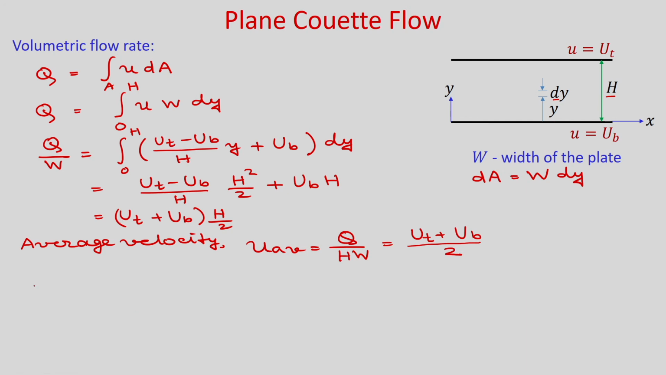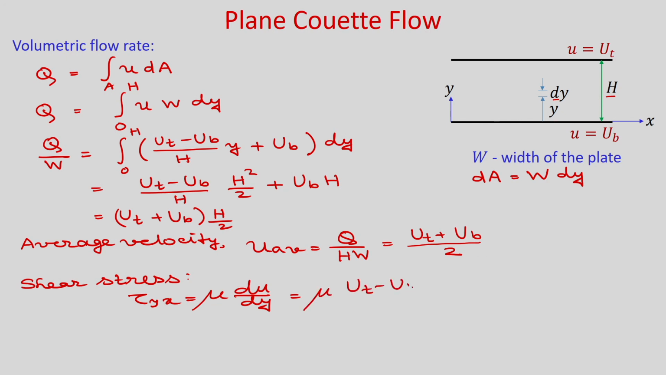Now, let us calculate the shear stress. We have the shear stress tau y x is equal to mu du by dy, and du by dy will be just u t minus u b divided by h. So, tau y x is mu times u t minus u b divided by h. You can see that tau y x is constant because u t, u b, h and mu are constant. So, this is constant inside the flow domain.